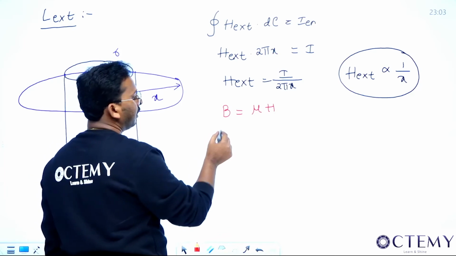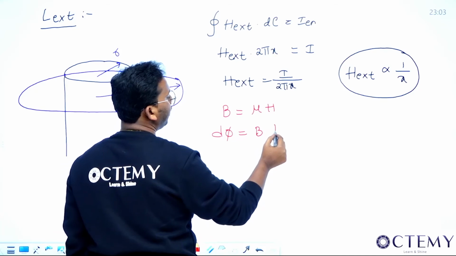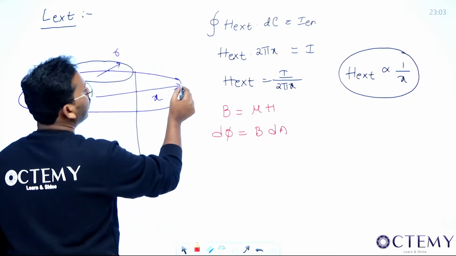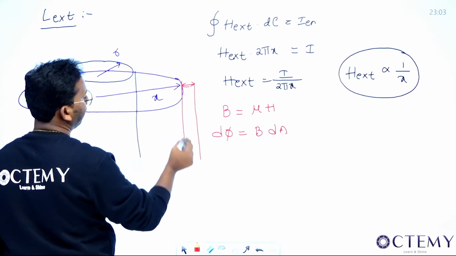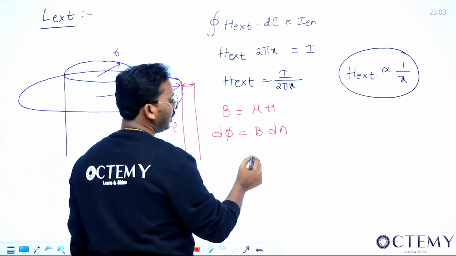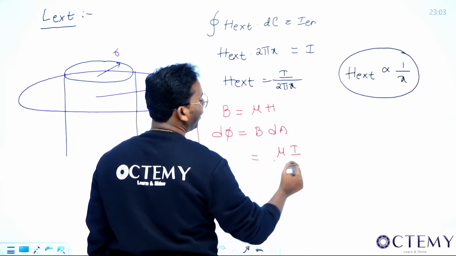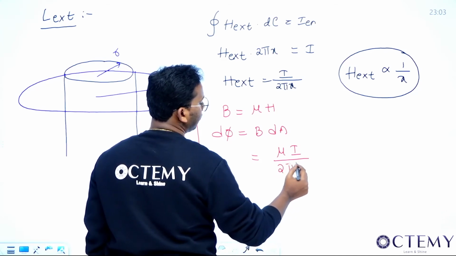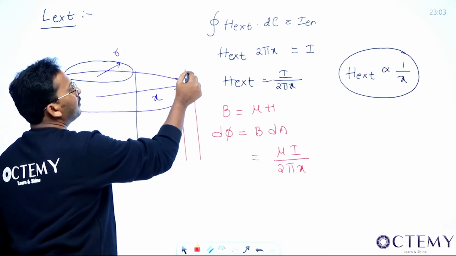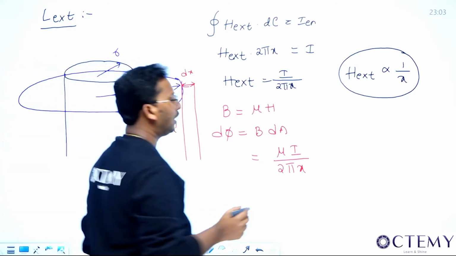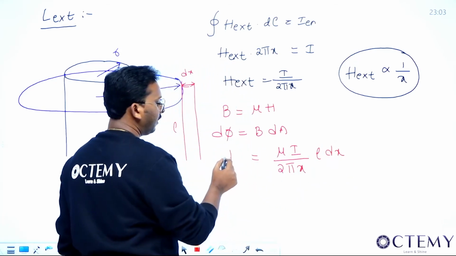Now, d phi. To find d phi, you need B into dA. Again, we'll take this as dx and this whole length as L. So what will dA become? B is mu I divided by 2 pi x, into dA. dA is this dx and this length L, so that will be L into dx. This is your d phi.